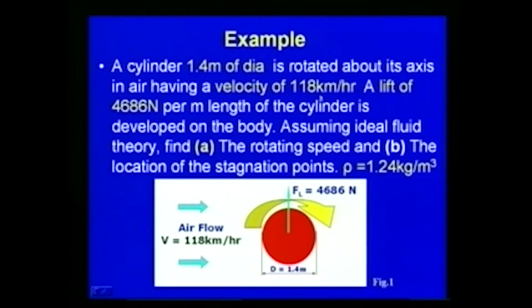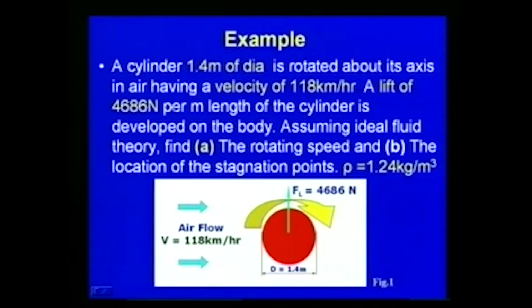The example problem is: a cylinder 1.4 meter in diameter is rotated about its axis in air having a velocity of 118 km per hour. A lift of 4686 Newton per meter length of the cylinder is developed on the body. Assuming ideal fluid flow theory, find A, the rotating speed, and B, the location of the stagnation point. The fluid density is given, rho is equal to 1.24 kilogram per meter cube.